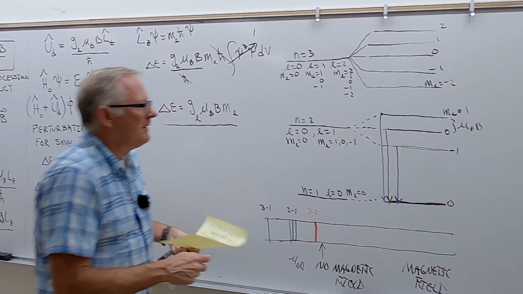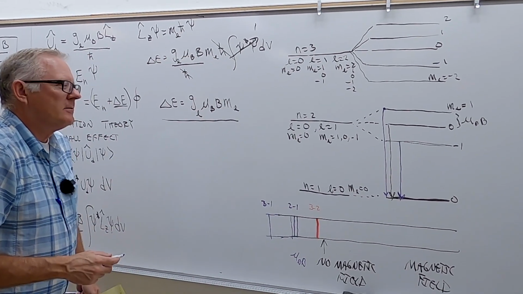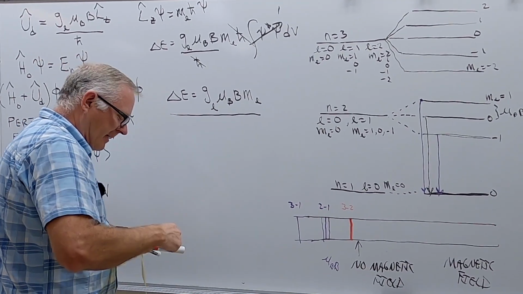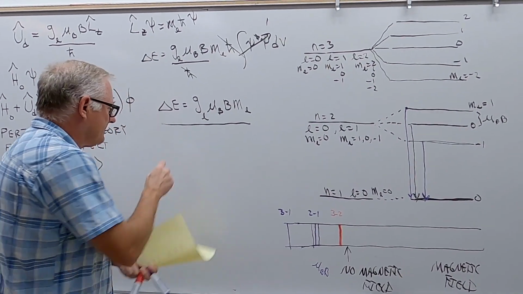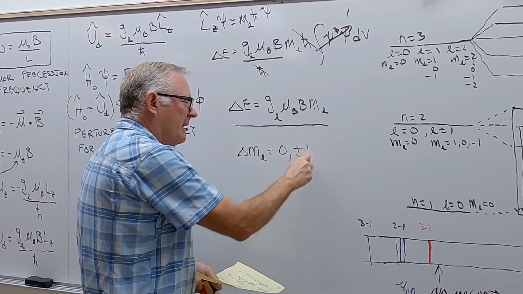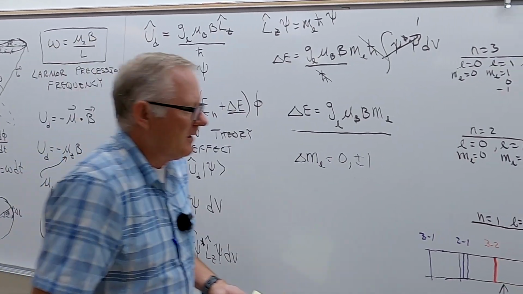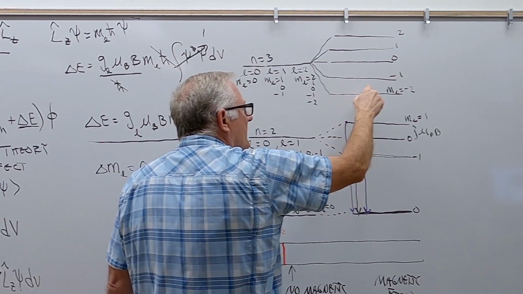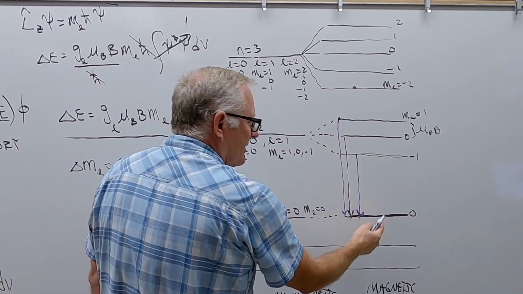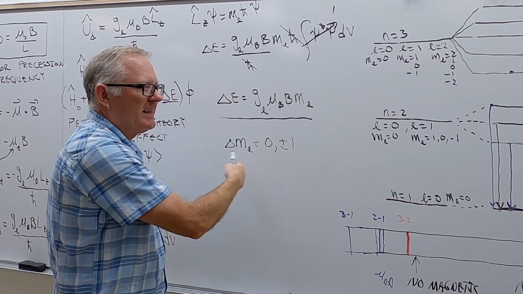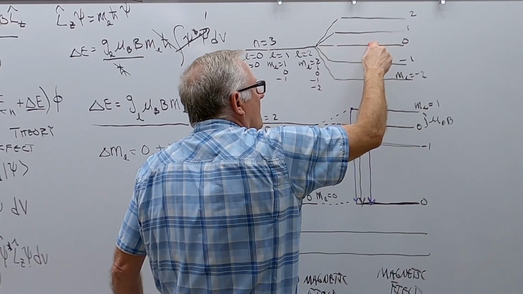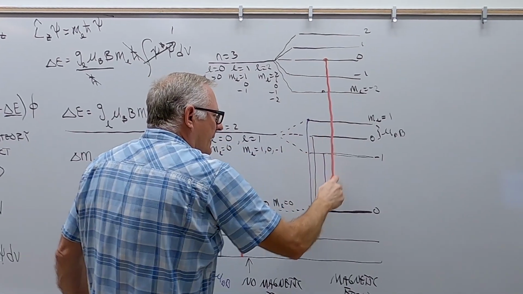Well, from 3 to 1, remember, first of all, we have a selection rule for the mass, M sub L: delta M sub L can only be 0 or plus or minus 1. So you notice I cannot jump from here down to here because that went from minus 2 to 0. It changed by 2, so it can't happen. But let's start with this one right here. From here to there, that can happen.